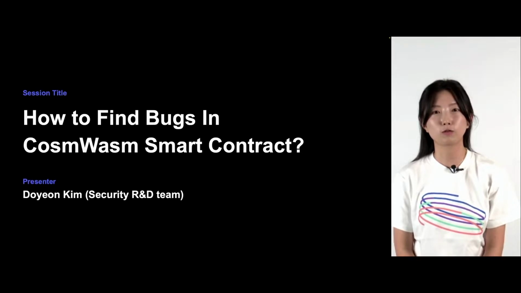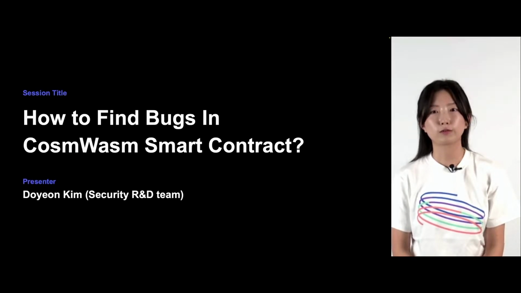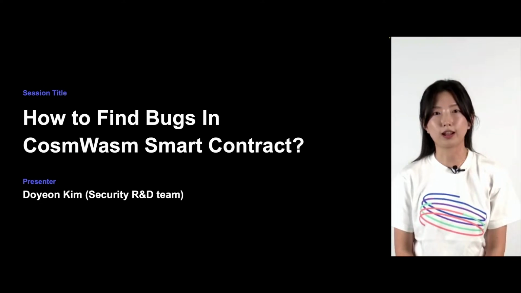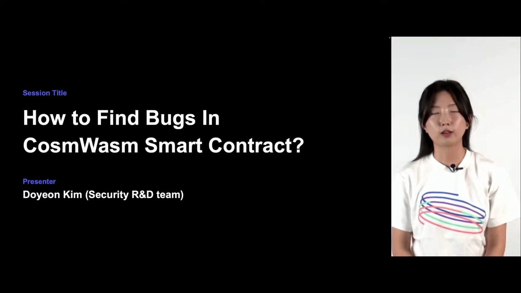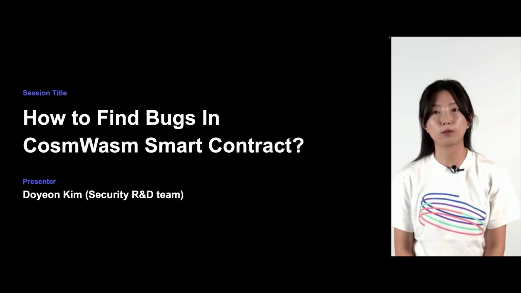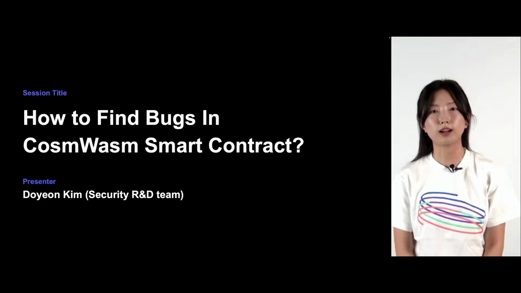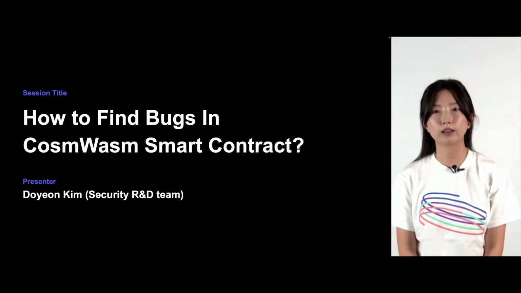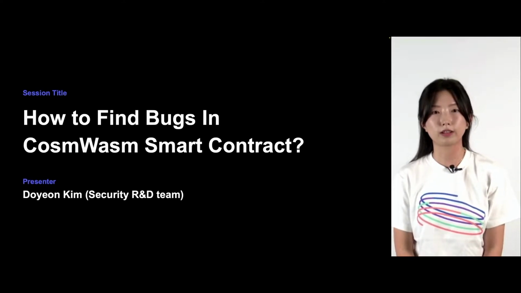Last Dev Day, I talked about identifying bugs in an effective way by using dynamic and static data flow in smart contracts for Ethereum. Many people took interest in my presentation. I also thought, how would it be to apply this technology to CosmWasm smart contracts? So now I would like to start my presentation on how to find bugs in CosmWasm smart contracts.